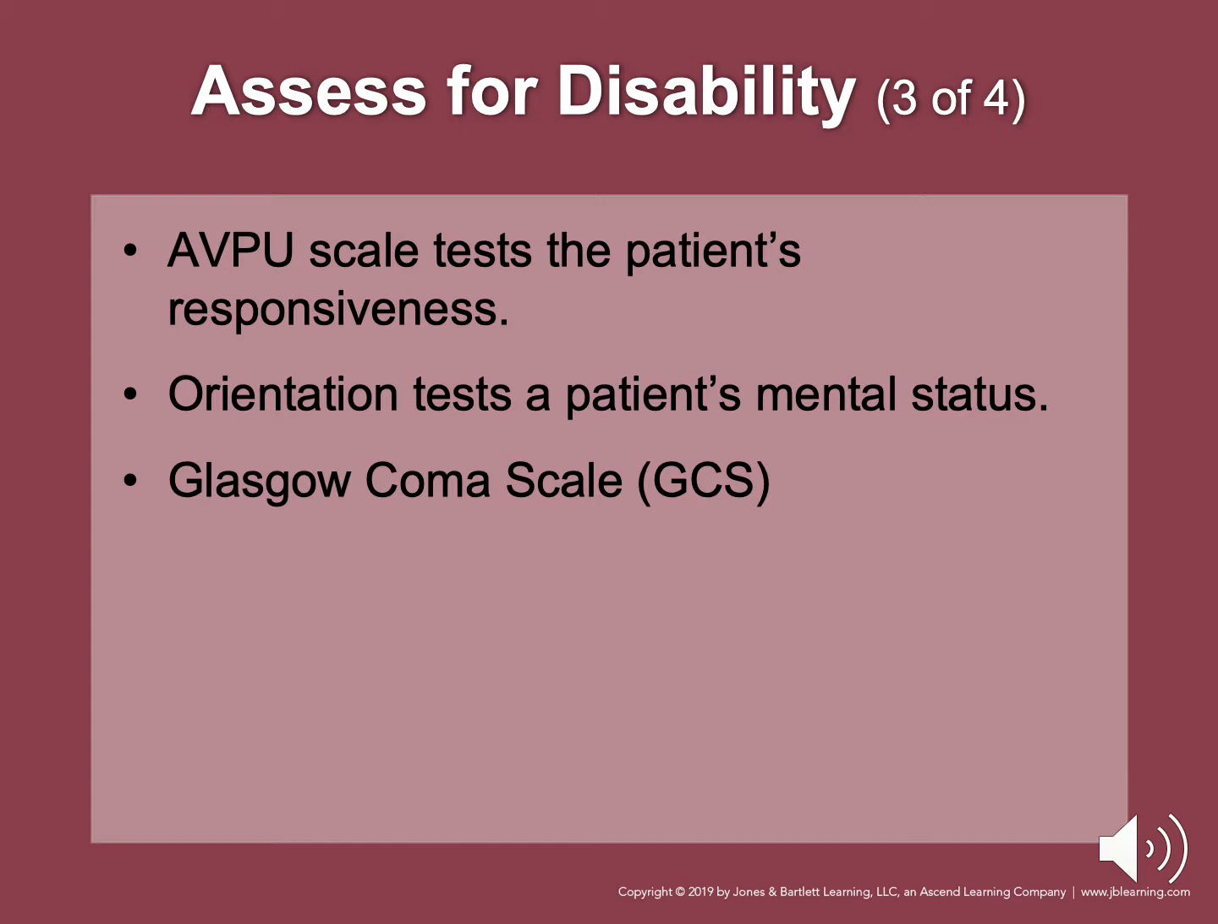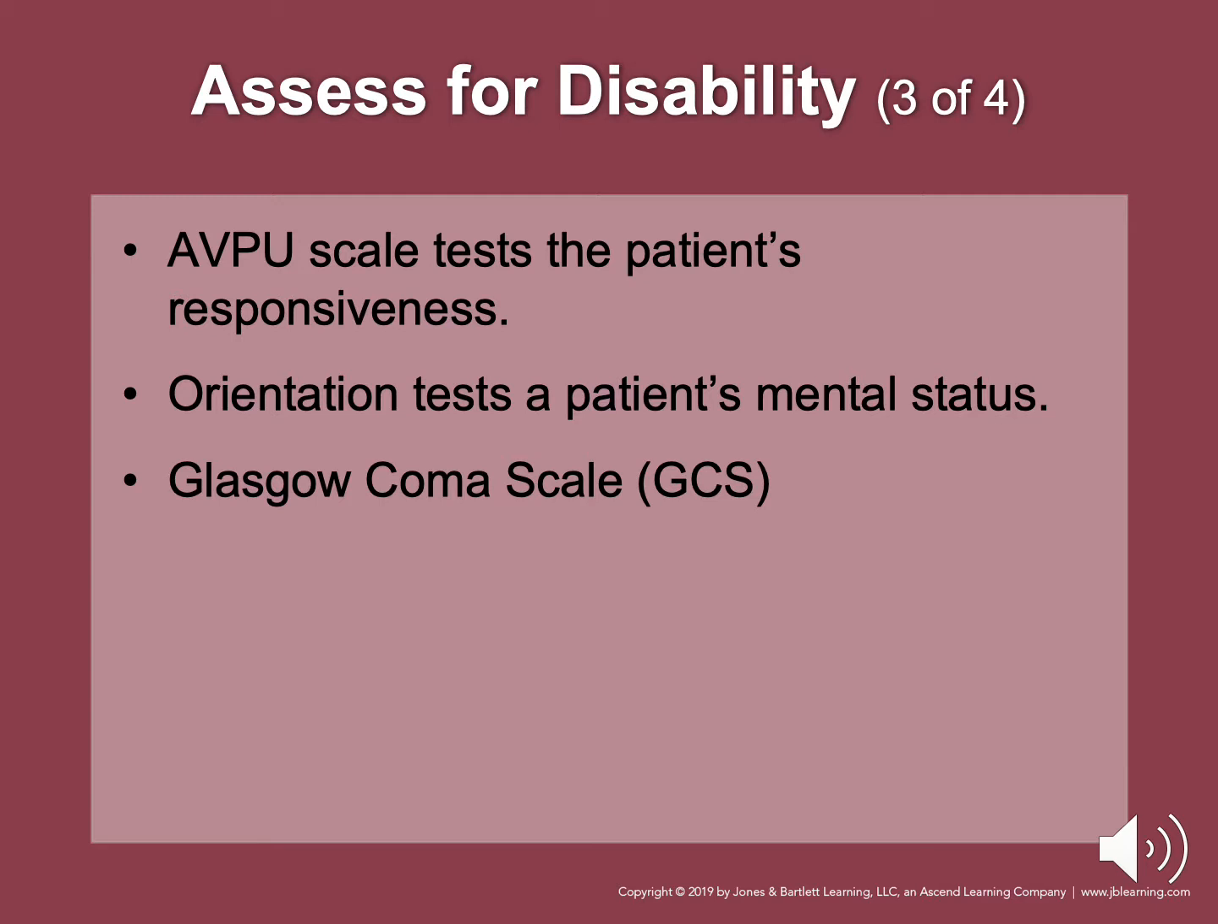Orientation tests a patient's mental status by checking his or her memory and thinking ability. The most common test evaluates the patient's ability to remember four things: person, place, time, and the event. So ask them if they know what happened, how it happened, what time it happened, or how long ago it may have been.